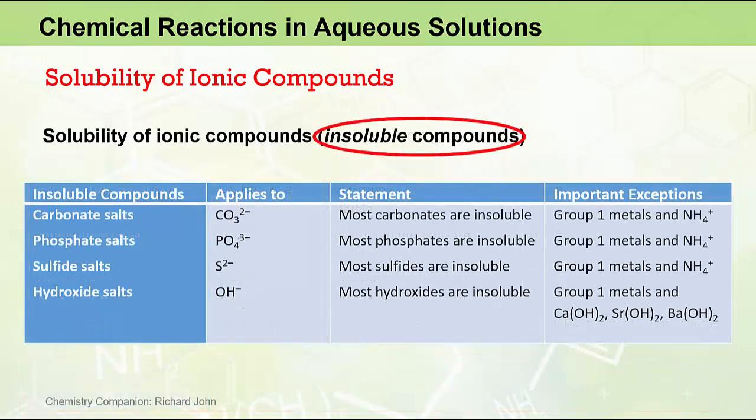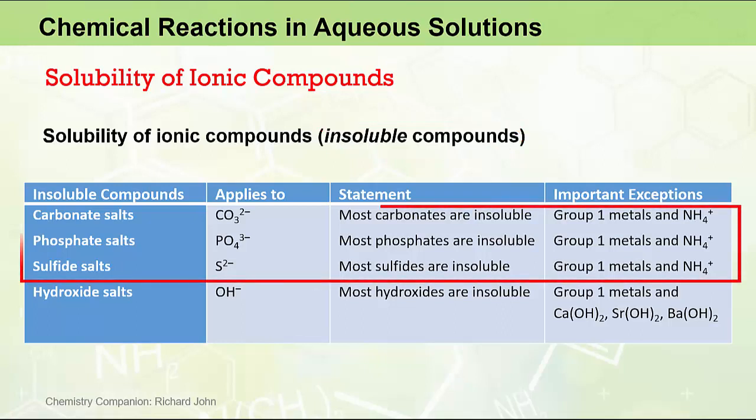This table here shows a list of insoluble compounds with again some important exceptions. Most carbonate salts, most phosphate salts, and most sulfide salts are insoluble in water, with the exceptions being that we can't break the rules from the previous table. So all group 1 metal carbonates, group 1 metal phosphates, and group 1 metal sulfides can dissolve in water and are therefore soluble. All ammonium salts are also exceptions. So ammonium carbonate, ammonium phosphate, ammonium sulfide are all soluble in water. But all other carbonates, phosphates, and sulfides are insoluble in water.